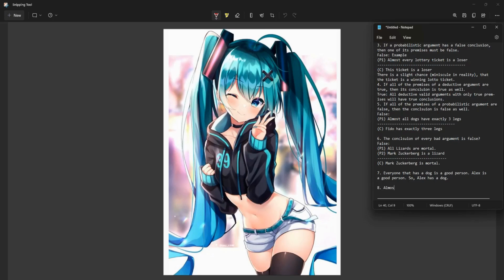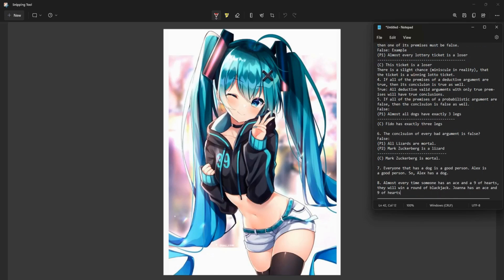8. Almost every time someone has an ace and a 9 of hearts, they will win a round of blackjack. Okay? Joanna has an ace and 9 of hearts, so she will win this round of blackjack. Okay, I can imagine why this might work. Let's think about this one, okay?